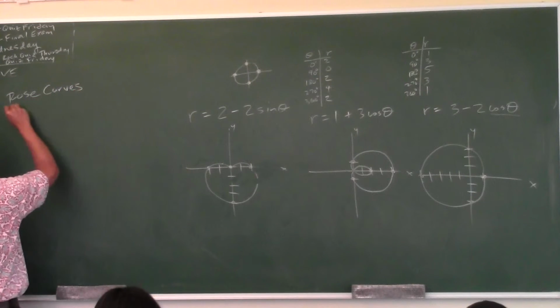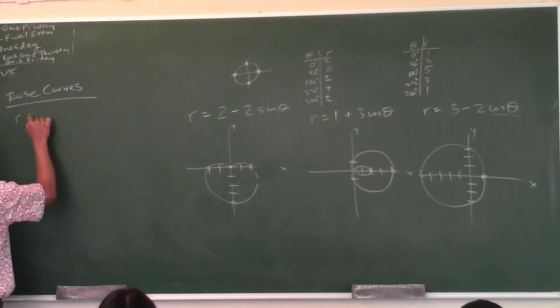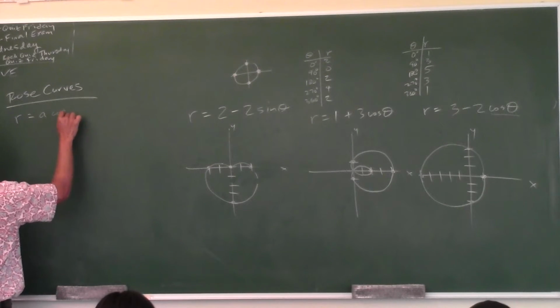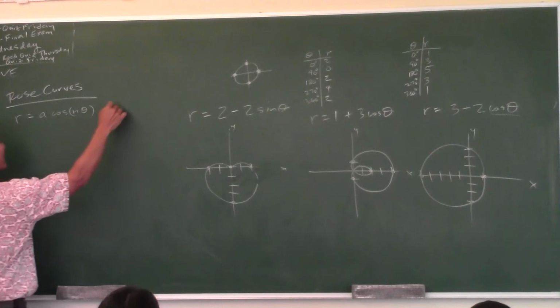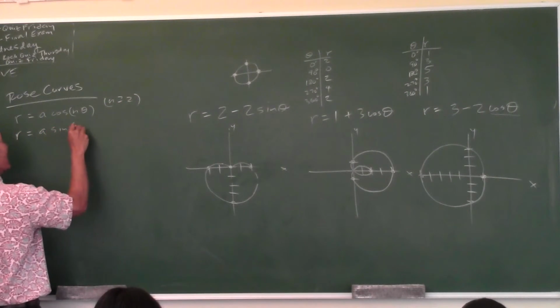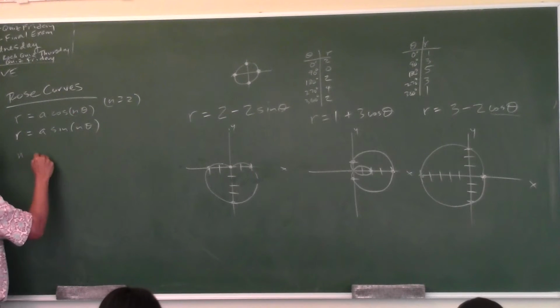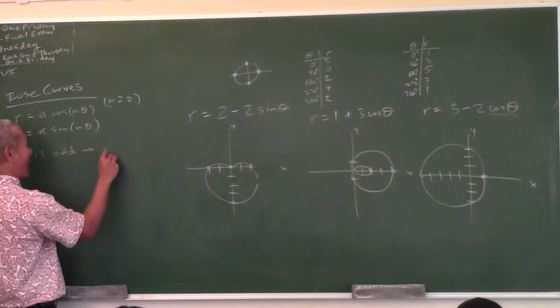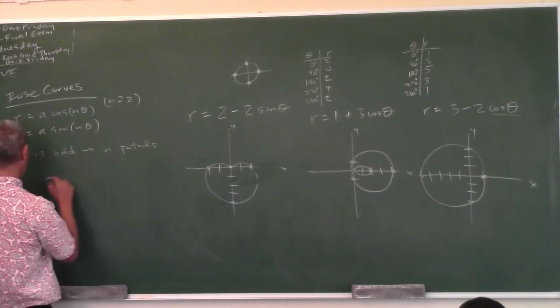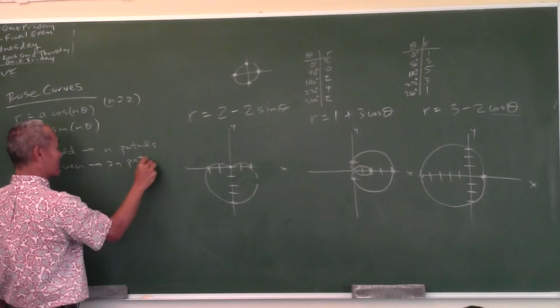The Rose curves. Okay, this is the one where it makes flowers. Since we're short on time, I should give you the secret already. Anytime you have r equal a number times cosine n theta, where n is greater than or equal to 2, or a number times sine n theta, these are going to be Rose curves. The number of petals depends on this number n here. So if n is odd, you will have n petals. If n is even, you will have twice as many petals.